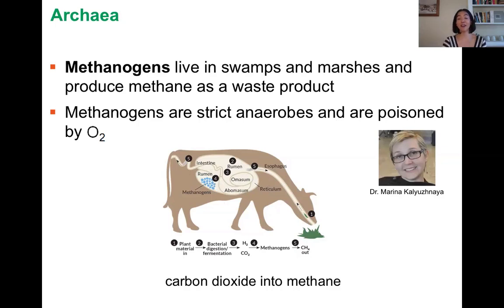And if you have watched Borat, there is a scene in which you can see a cow exploding just because of the formation of a lot of methane that accumulated in this cow. Anyways, not a fun scene to watch, but if you have watched it, you know what I'm talking about. And if not, you should watch the movie.